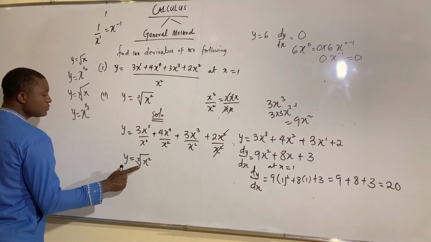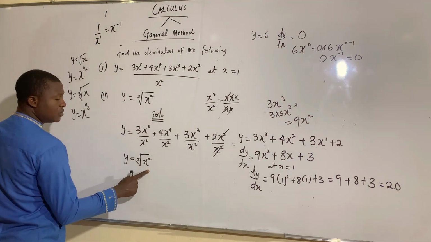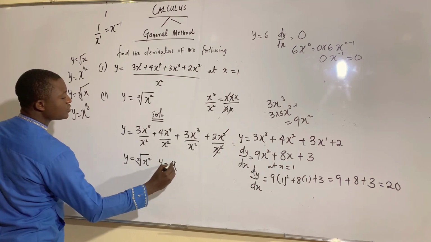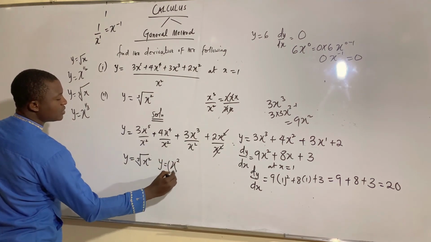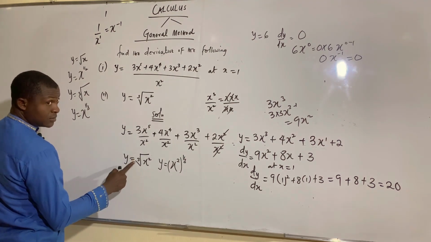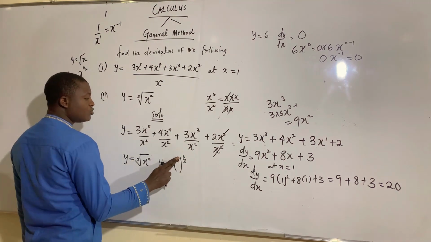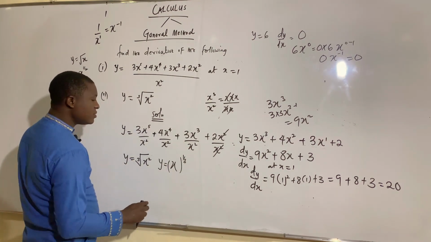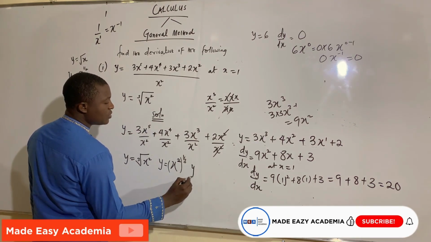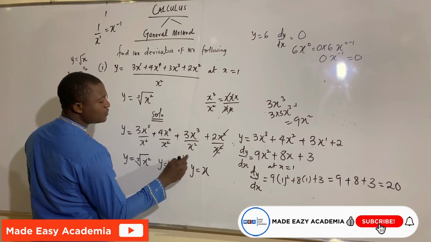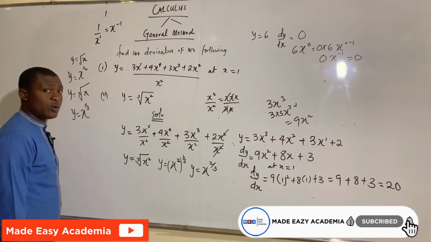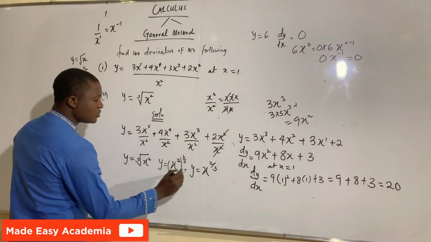So now I want to write this one that way as well. If there is no 2, I will just have x raised to the power of 1 over 3. But in that root, we have 2 there. So that's why we have 2. So here we can have y is equal to x raised to the power of 2 times 1 over 3, which is 2 over 3. I hope you are getting it right. So good. So let's differentiate this one now.